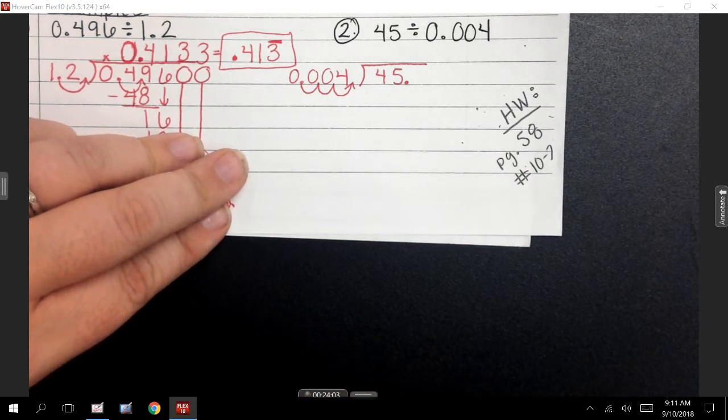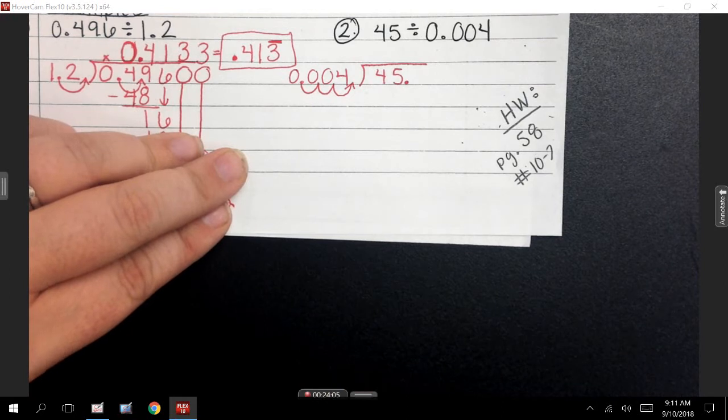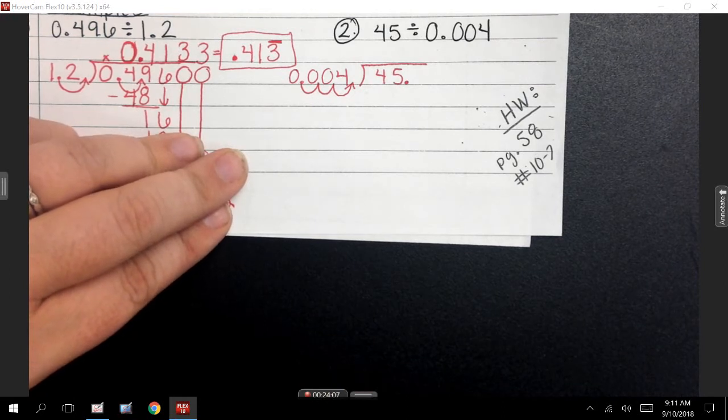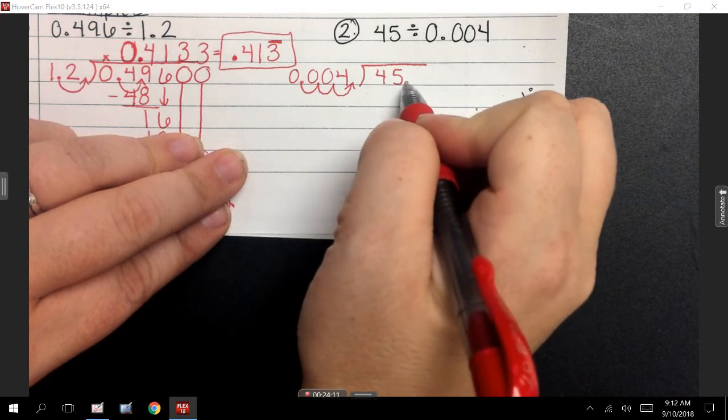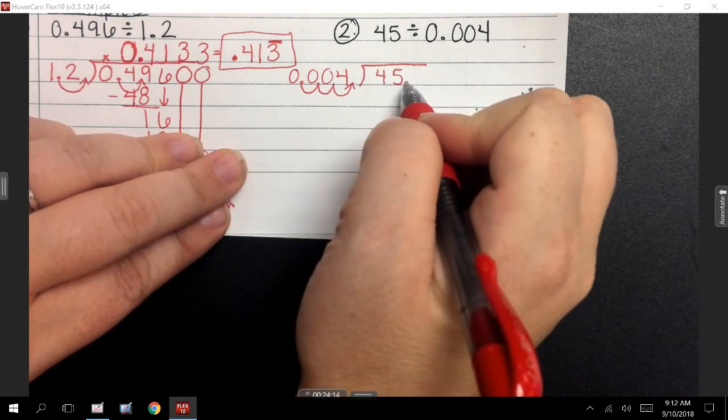Now, normally, do I have to say 45, period? That's the end of it. No. Normally, it's just like, okay, it's 45. But in this case, since we're talking about decimals, we do need to know that it is 45, period, the end.